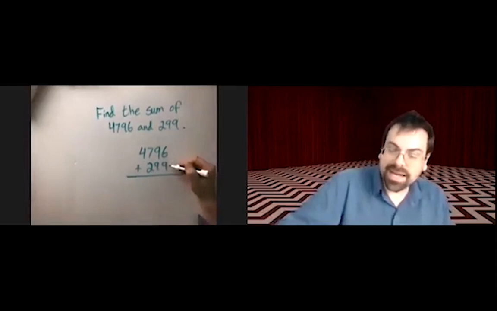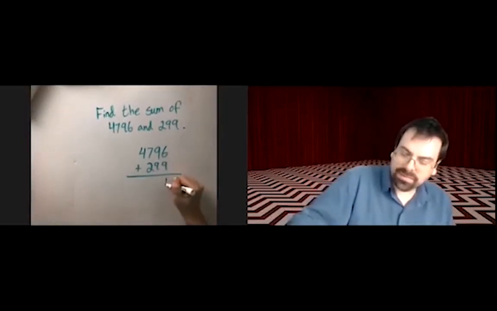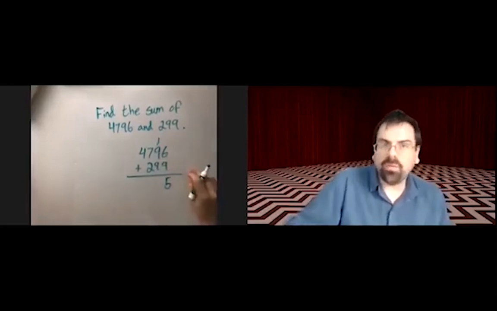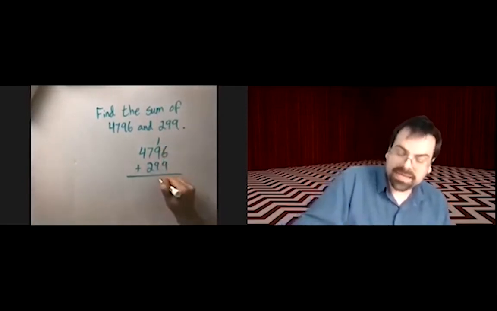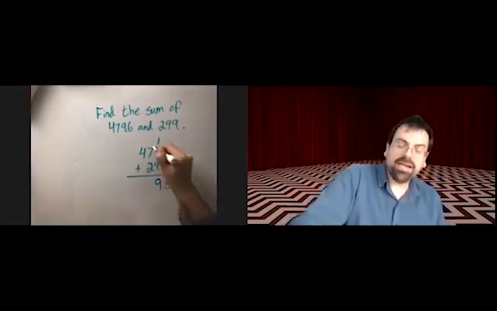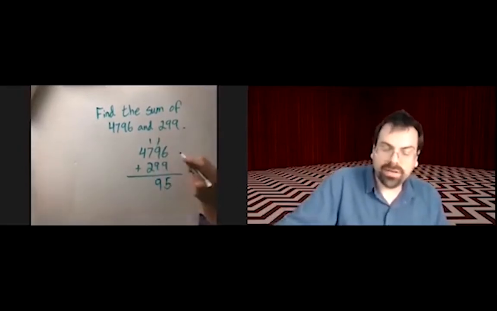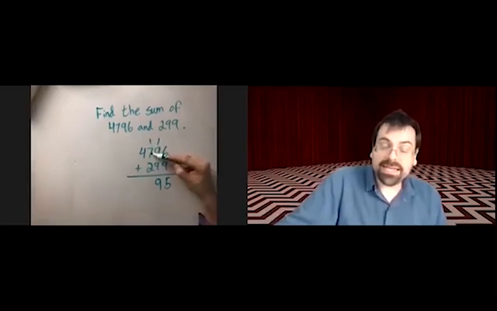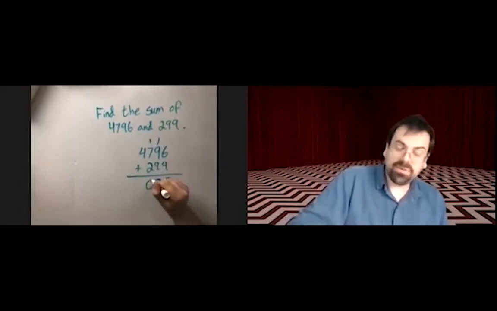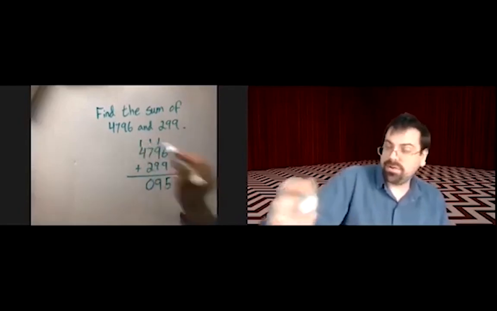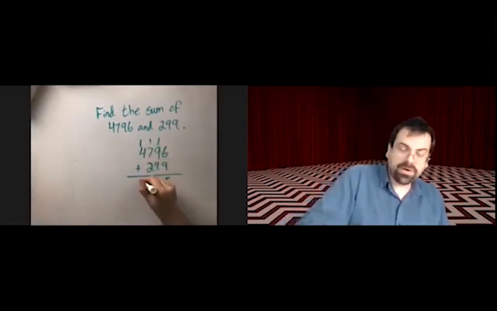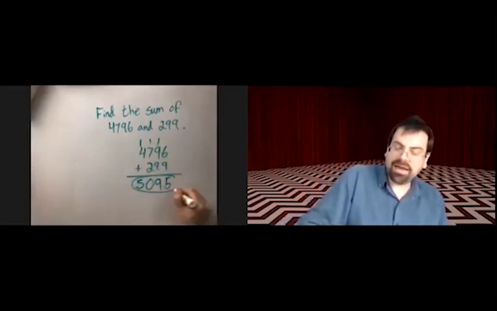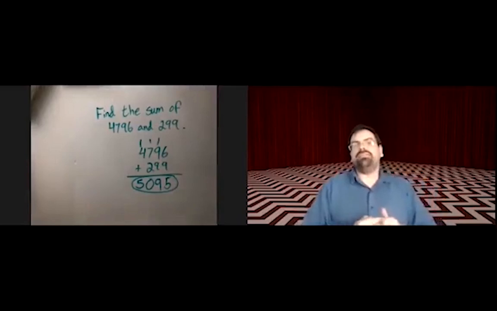6 plus 9 is 15. Rip that apart, put down the 5 and carry the 1. 1 plus 9 is 10, plus 9 is 19. Rip that apart, put down the 9, carry the 1. 1 and 7 is 8, plus 2 is 10. Rip it apart, put down the 0, carry the 1. 1 plus 4 is 5. 5,095 would be the answer here.